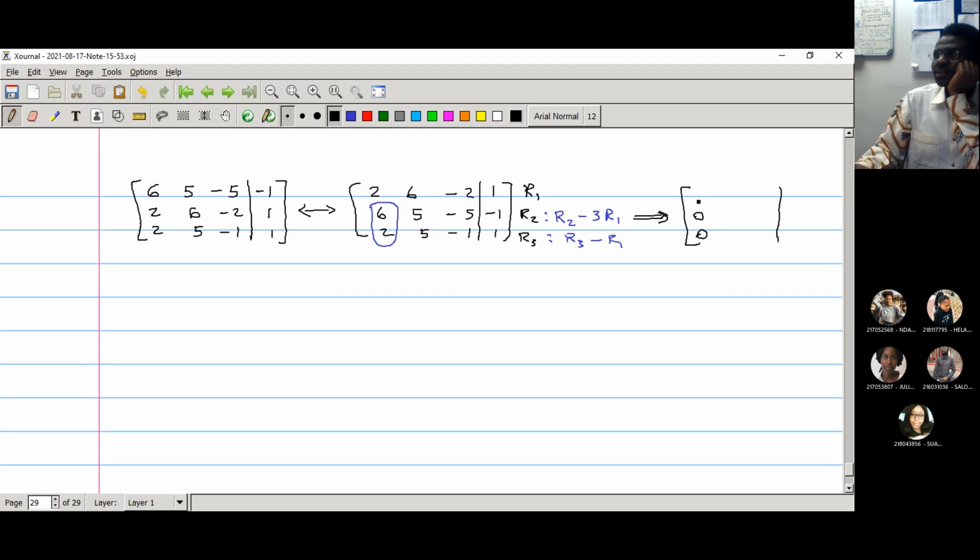So it is 2, 6, negative 2, and then 1. Correct, thank you. So we multiply by negative 3. This will become negative 18. So 5 minus negative 18, what is it? Negative 13, right? Are we together? Yes, Doctor.